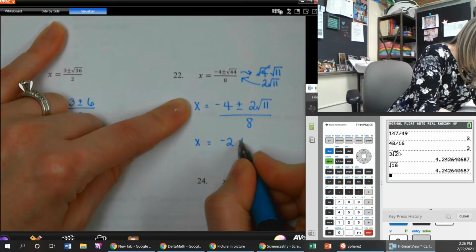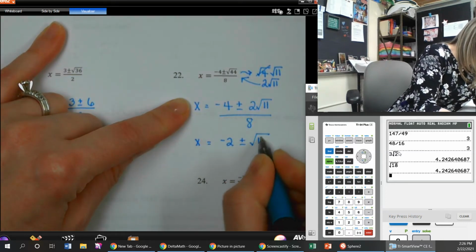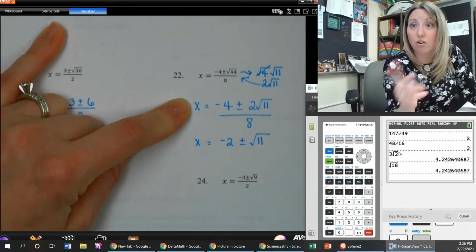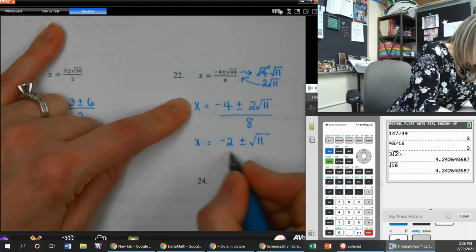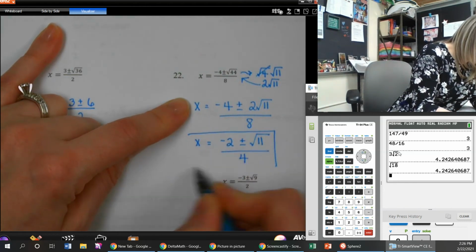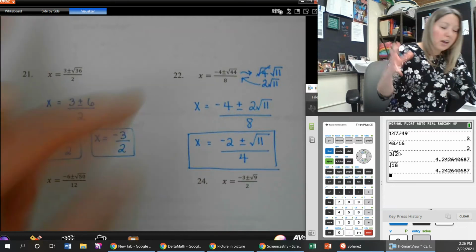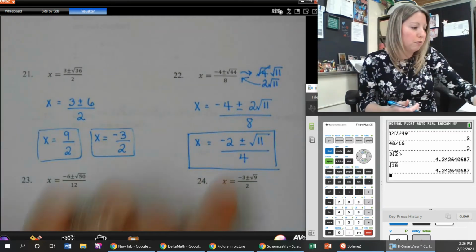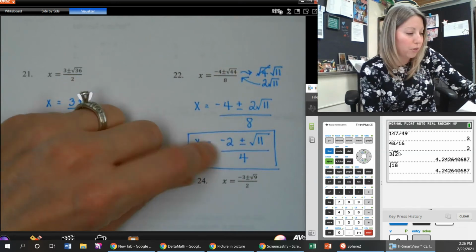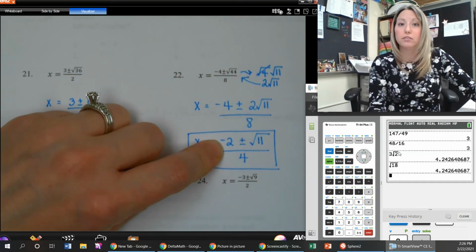2 divided by 2 is 1, so I'm just going to leave that 1 radical there. The radicand doesn't get affected, only the coefficient. And then on the bottom, 8 divided by 2 is 4. There's my final answer. Nothing can further combine because we've got this irrational number here. It's not going to be able to add and subtract with my rational negative 2 over here.